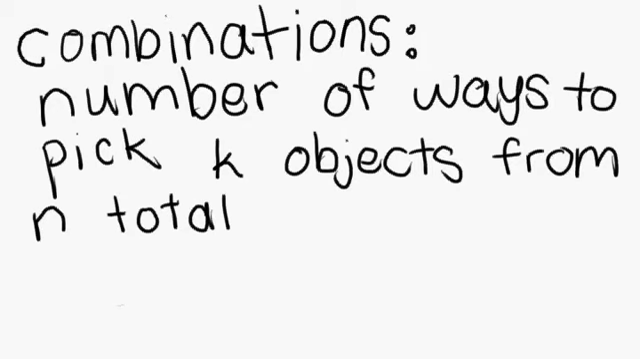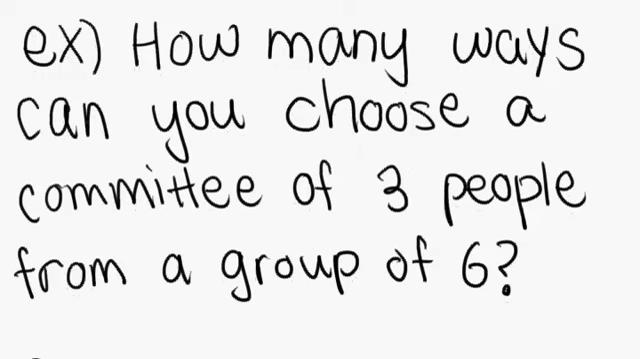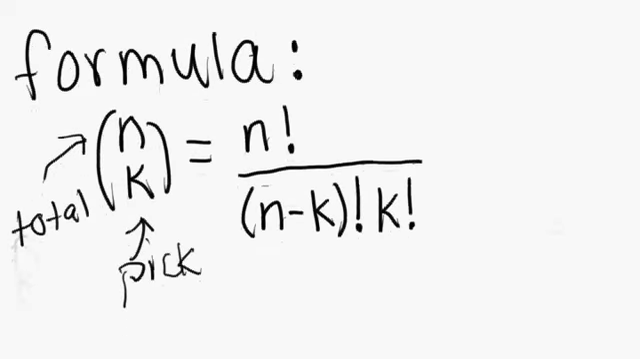Alright, so today we're going to talk about combinations, and combinations is a method to find the number of ways to pick k objects from n total objects. So let's take a look at an example here. The example is, how many ways can you choose a committee of 3 people from a group of 6? And this is really straightforward. We're just going to go ahead and use the formula.